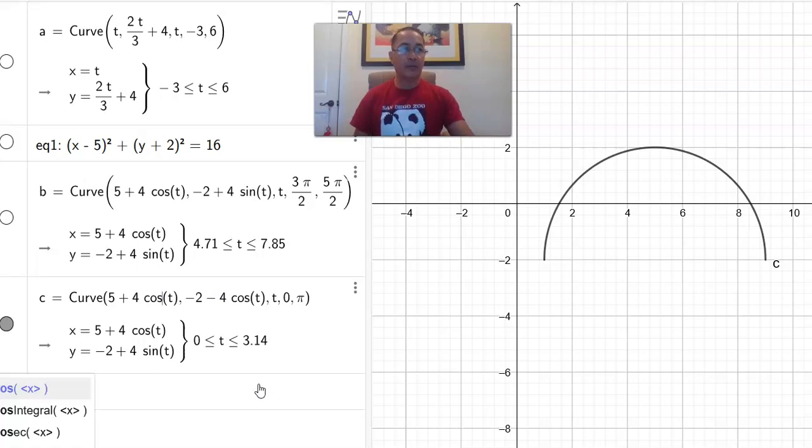Okay, so if cosine moves to the y, that means that sine should be the one for x. Okay, so is that going to work? Yeah, okay, so at 0 you don't move, at pi you don't move, but what about in between, pi over 2? Okay, you want to go to the right by 4. Sine of pi over 2 is plus 1, so you do get 5 plus 4. So I believe that that is the right answer.